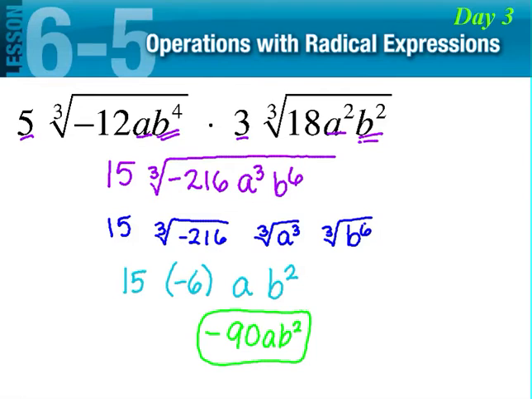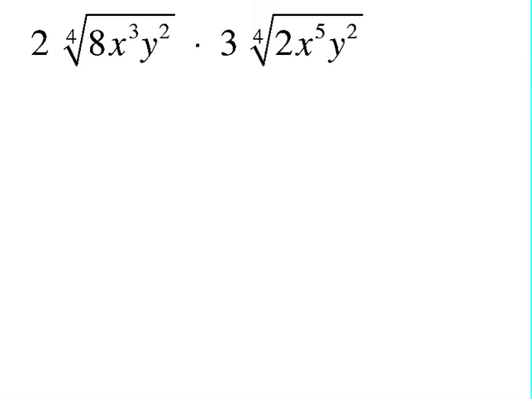All right, so let's look at another one. Oh, jumped one. Go back. There we go. 2 times the 4th root of 8 x cubed y squared. Did I say a? 8. I wrote down a. I'm sorry, I meant to say 8. Okay, so then I've got 3 times the 4th root of 2x to the 5th y squared. So can somebody tell me what I'm going to start with?